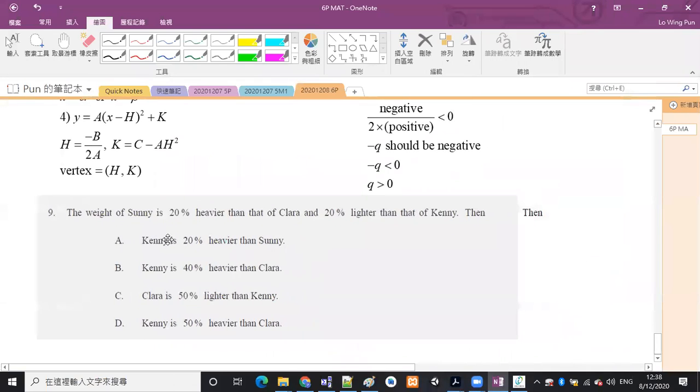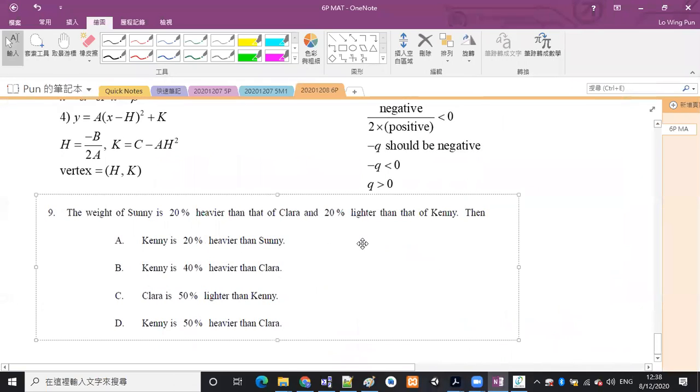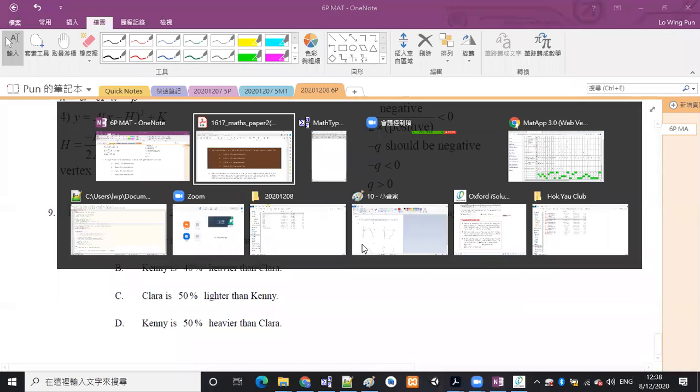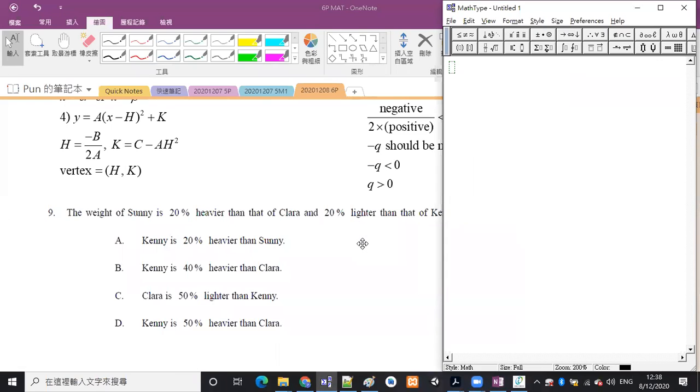好啦，而家 Sunny 就係比起 Clara 重20%，但係比起 Kenny 輕20%。你記住呢啲嘢。Sunny is 20% heavier, must be 1 plus 20%. And this percentage should be multiplied to the one which is after the word than.